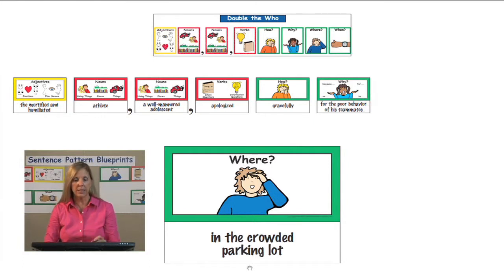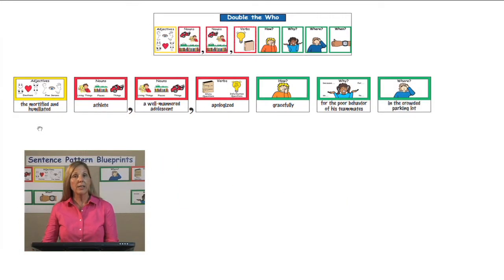That took guts. So again, you're helping children understand how they make more precise word choices, and this activity can connect to their comprehension when they're reading stories. We have in the crowded parking lot, let's put it in our sentence. The mortified and humiliated athlete, a well-mannered adolescent, apologized gracefully for the poor behavior of his teammates in the crowded parking lot. We're reading this sentence, but it may not make sense right now.